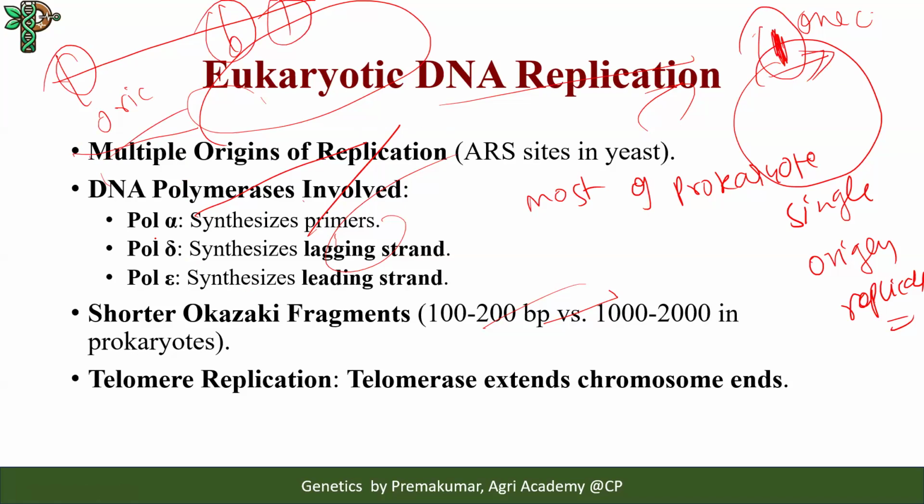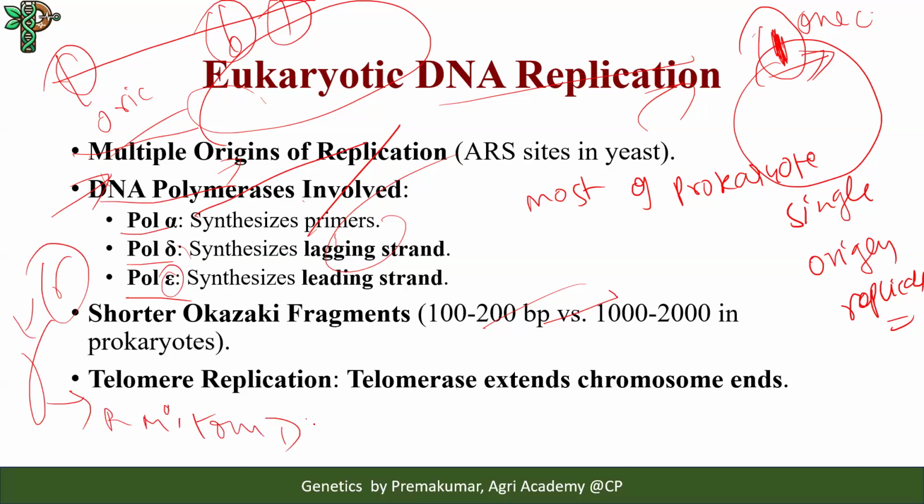Then there are different types of enzymes used in the DNA replication of eukaryotes. One is polymerase alpha, then polymerase theta, then polymerase epsilon, then polymerase gamma. Gamma polymerase mainly helps in the replication of mitochondrial DNA.